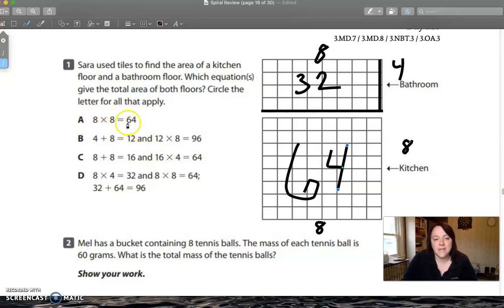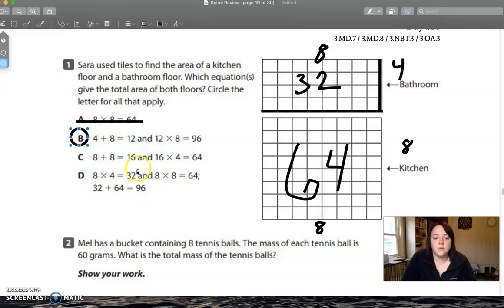So A, 8 times 8 equals 64. Well, that gives us our kitchen, but that doesn't give us our total. So that is not correct. B, 4 plus 8 equals 12. Okay, let's look. 4 plus 8, that's the total of the entire bathroom and kitchen side, and that is 12, and 12 times 8 equals 96. That would make sense because our bottom is 8 and our side total, if you do 4 plus 8, is 12. So if we do 12 times 8, it equals 96. So B is one of our answers.